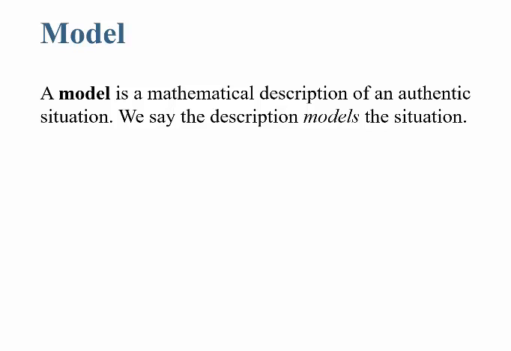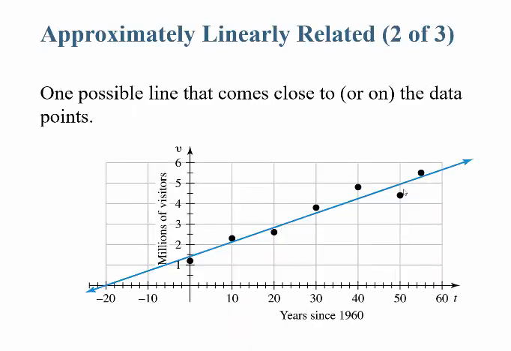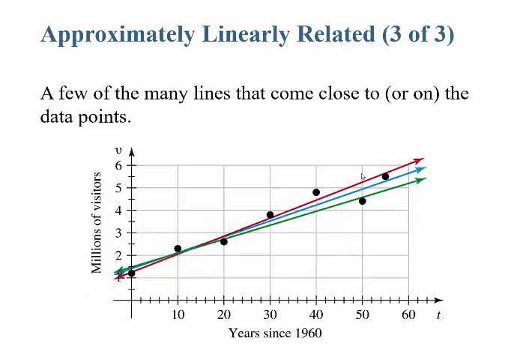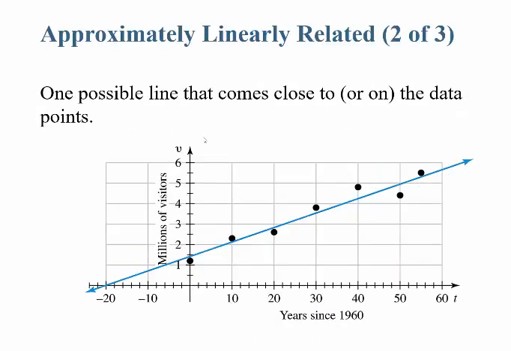So we can say the description models the situation. Like this blue line here, or let me go back to this one. This blue line models, or describes mathematically, the situation, and it's describing it as a linear increase. A linear model is a linear function or its graph, like that blue line, that describes the relationship between two quantities of an authentic situation. So not only is this blue line a model, but because it's a straight line, it's a linear model.